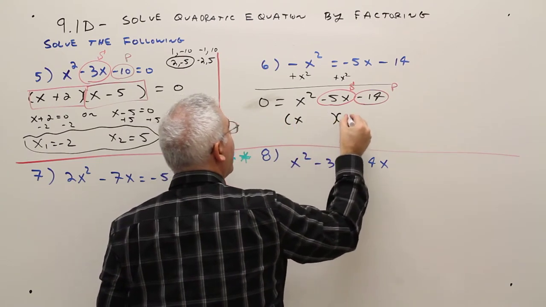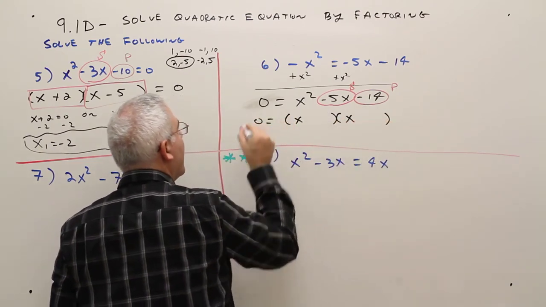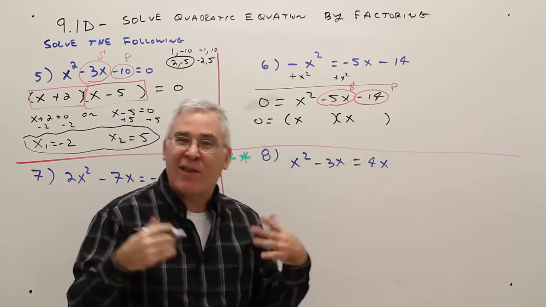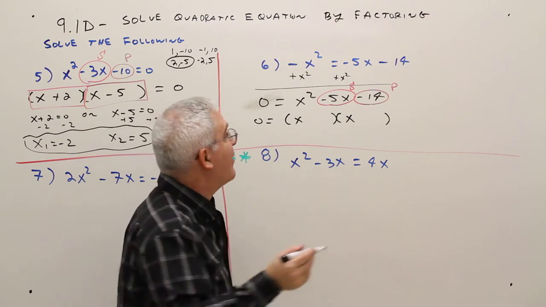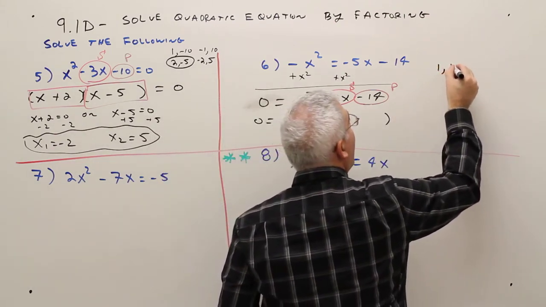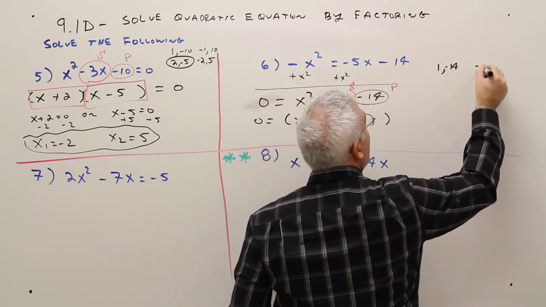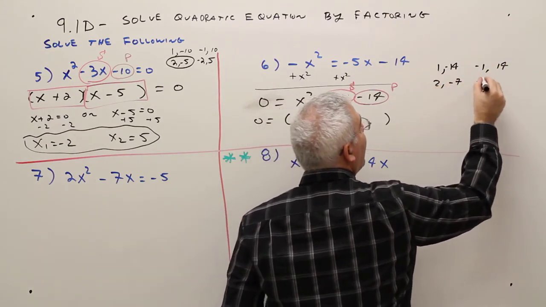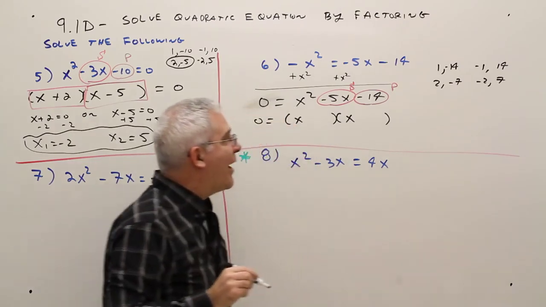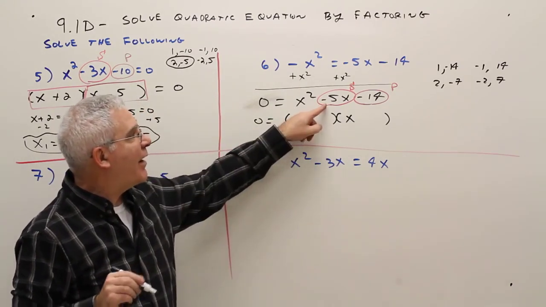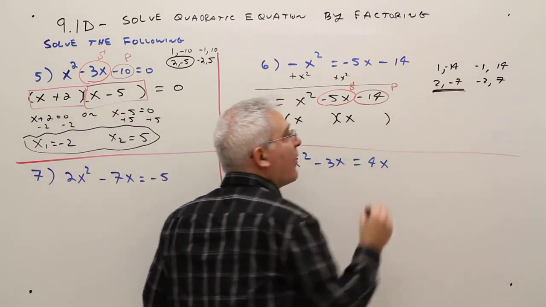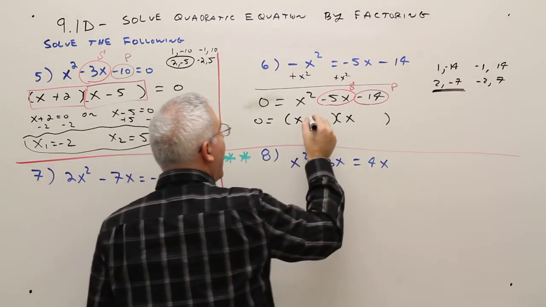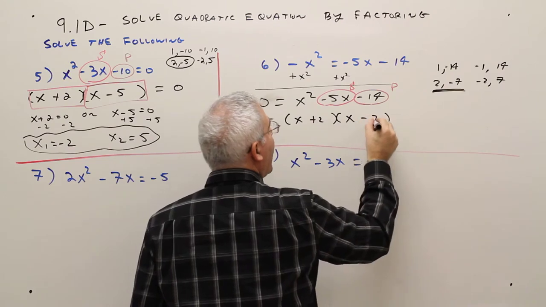My lead coefficient is 1, so I'll just set up my template. (x something)(x something) equals 0. All right, so I've got a product that's negative. I know it's going to be a mixture of signs. Once again, it could be 1 and negative 14, or negative 1 and positive 14, 2 and negative 7, or negative 2 and positive 7. Looking for a negative 5. Looks like that would be my correct factoring. So I'll go x plus 2, x minus 7.